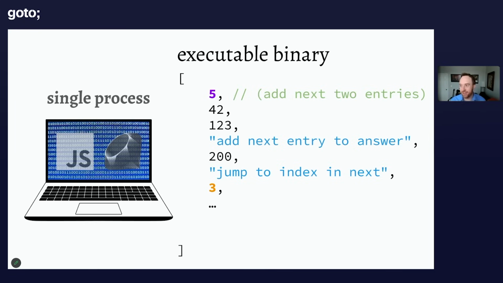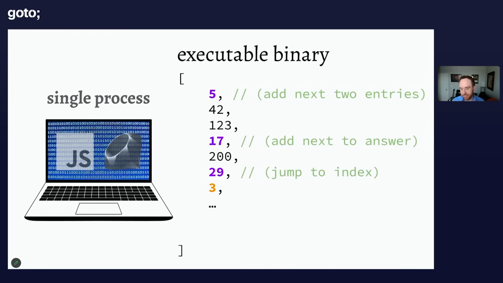I don't know if it's actually 5, I just made that up, but the point is there are these things called opcodes, which are just numbers that represent these instructions. So 5 might be the opcode for add the next 2 things. Let's say there's another one that's like add the next entry, that's 17. Again, I'm making these up. You can actually look up and read what these opcodes really are. Jump to the index, the next one, let's say that's opcode 29.